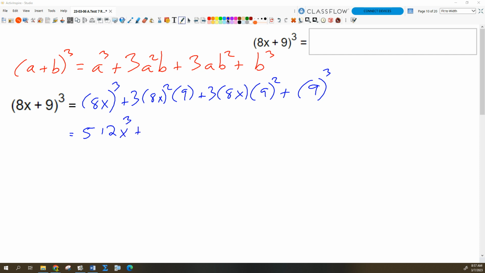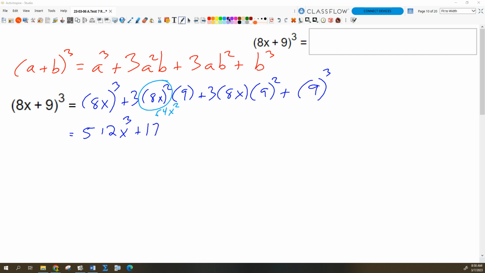512x cubed plus, now this is a little tricky here, right? I've got to square out the 8 and the x. So the 8x quantity squared, that whole thing is getting replaced by what? 64x squared. Okay, that's going to be a big number. Somebody just go ahead and jump on your phone or something and crank that out real quick. What is 3 times 64 times 9? 1728. Okay.